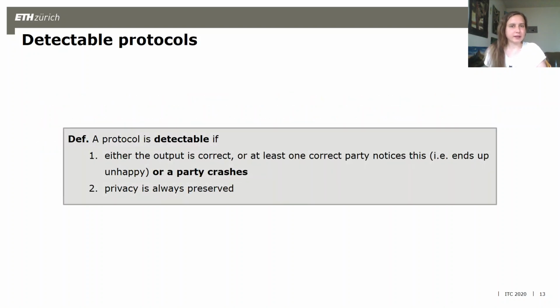A protocol is detectable if it can give an incorrect result, but either the output is correct, or if it's incorrect, then at least one correct party notices this. And we say that this party who notices this ends up unhappy. This would be the end for the active setting. Unfortunately, in the mixed setting, we can't count on this, because maybe all of the parties who noticed some inconsistency crash and can't tell anyone about it. So we add the second condition, or a party crashes. To summarize, either the output is correct, or if it's incorrect, then some party crashed or some party noticed this. And then we need that privacy is always preserved so that we can repeat the protocol without violating privacy.